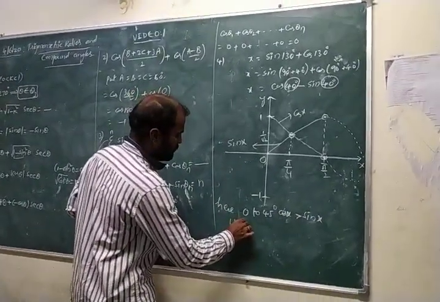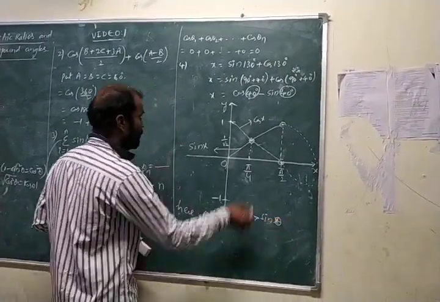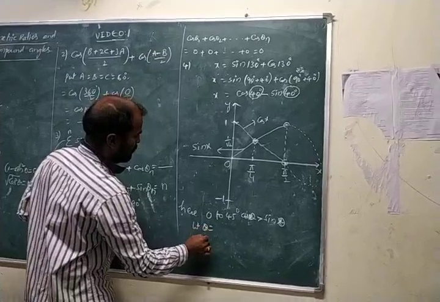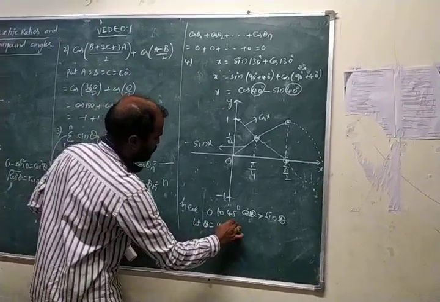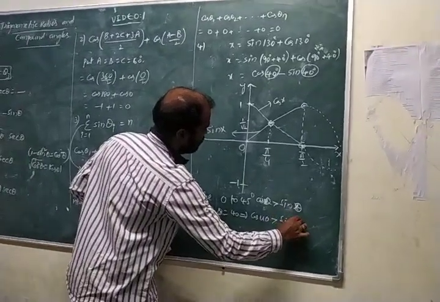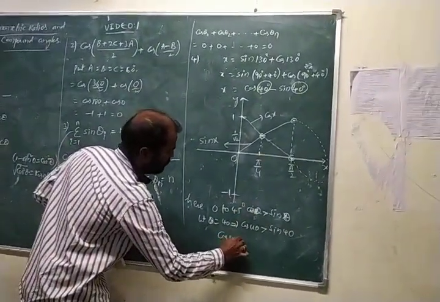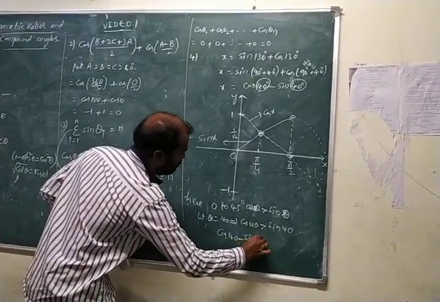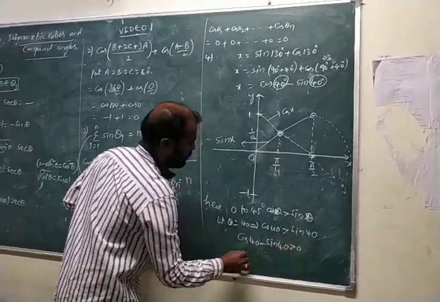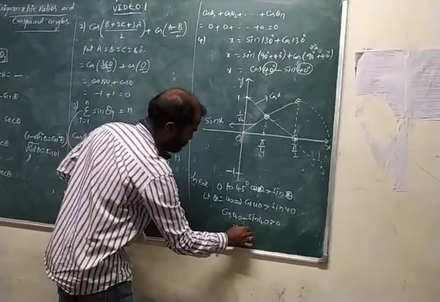Let x equal theta, so cos theta is greater than sin theta. Take theta, already we have given x. So theta equal to 40 degrees, then cos 40 is greater than sin 40. Now bring sin 40 to this side, it becomes cos 40 minus sin 40 is greater than 0. So x is greater than 0.